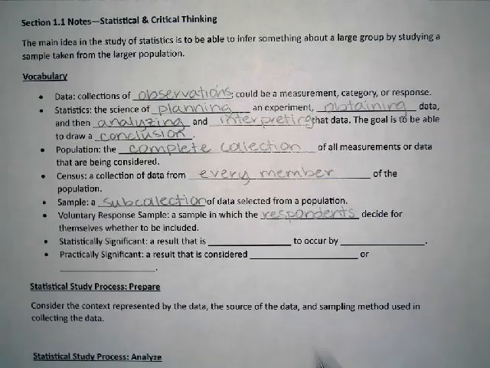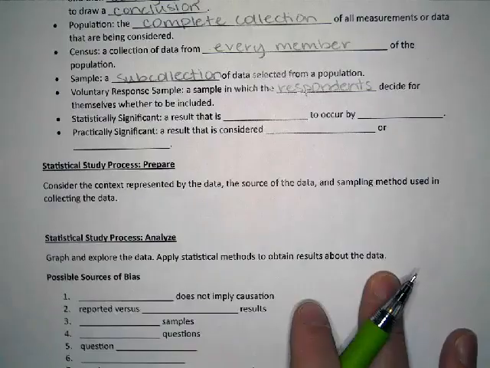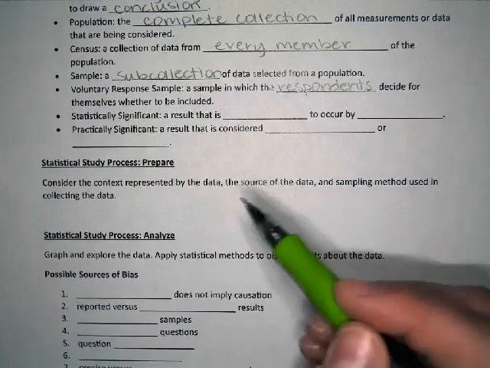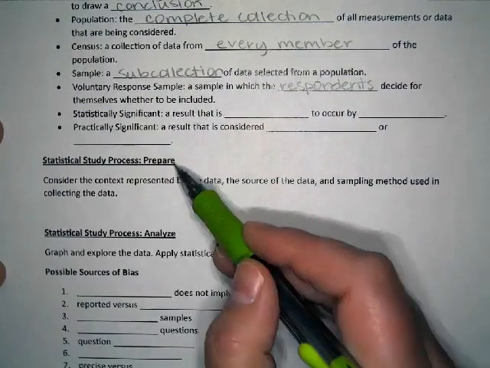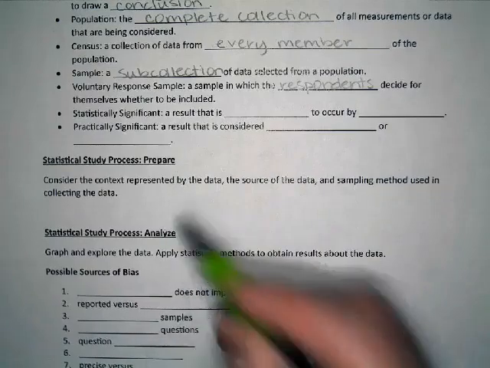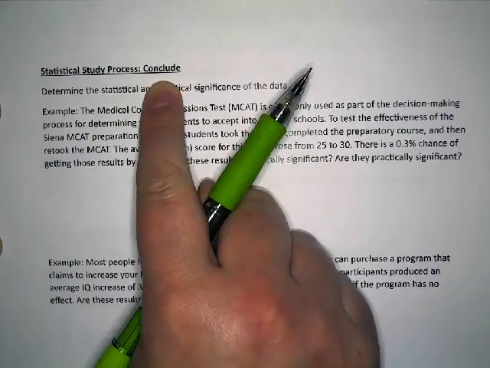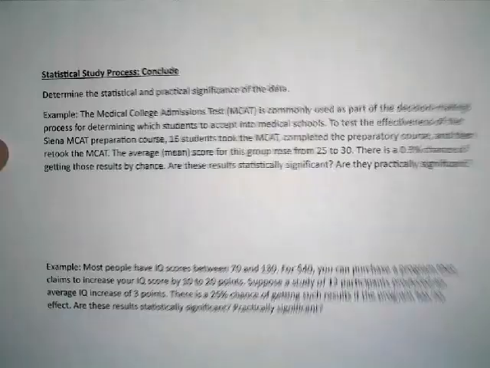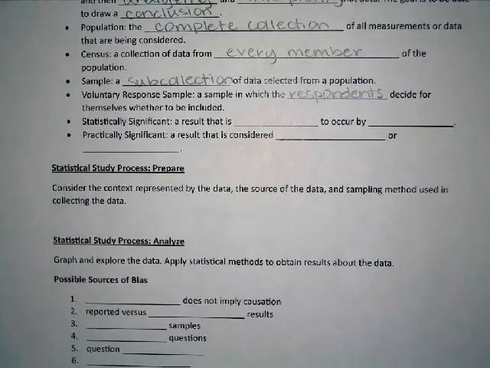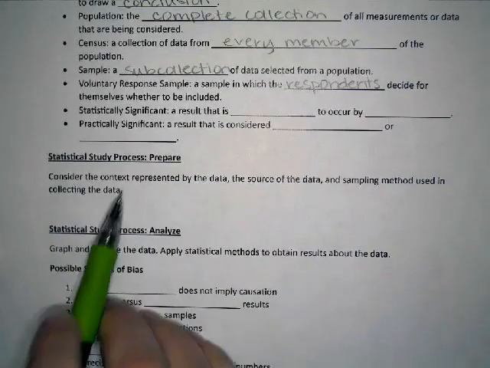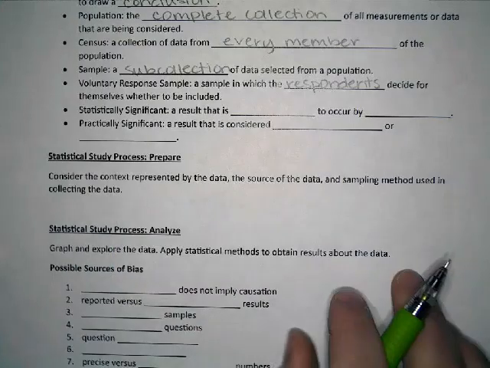As part of the statistical study process, there are three parts. The first part is to prepare, the second part is to analyze, and, hold on, I have to grab the other page, the third part is to conclude. Okay, we're going to look at those parts in a little bit more depth. To prepare, you're going to consider the context, which is represented by the data.